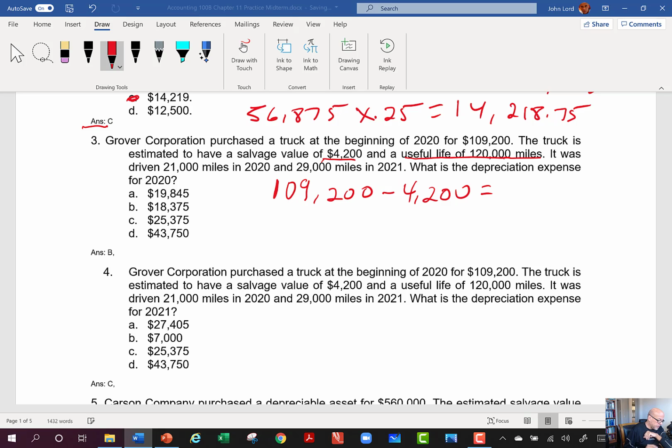So I have this 109,200 and I subtract the 4,200, and that gives me, and again, I wrote this down, but now I can't read my own writing. Surprise, right? 109,200 minus the 4,200 gives me 105,000. And of course, I'm kidding about the neat writing.